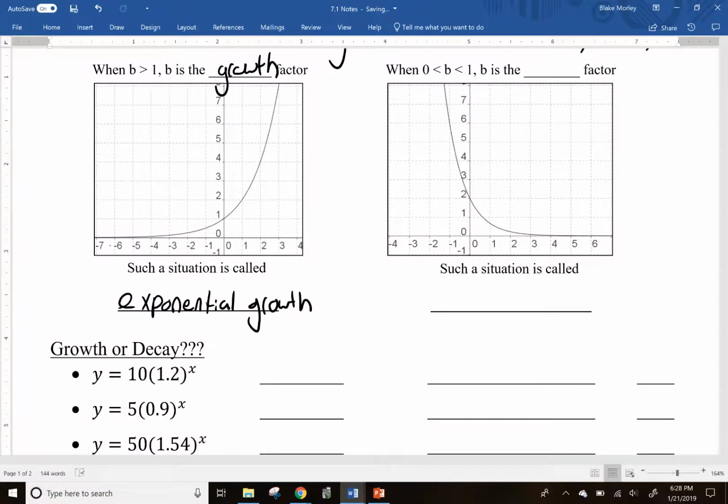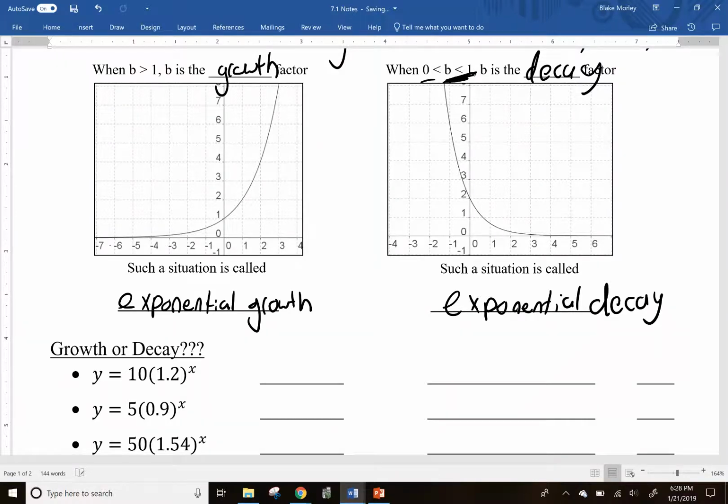All right, so let's talk about when b is bigger than 0 but less than 1. This is like your decimals or fractions, like 1/2, or 0.7, or 0.04. If b is one of these numbers, still positive, bigger than 0 but less than 1, this is known as the decay factor. It's called, oops, I almost wrote growth. This is called exponential decay.